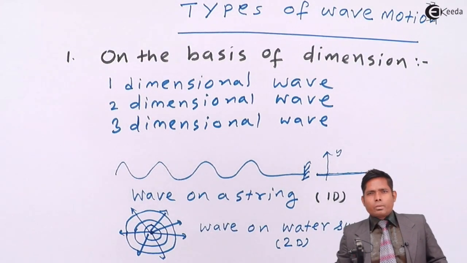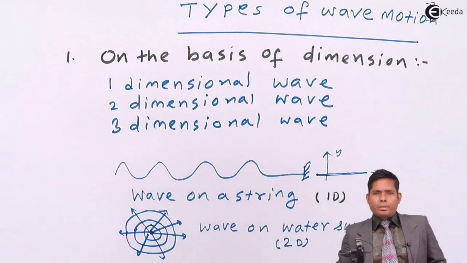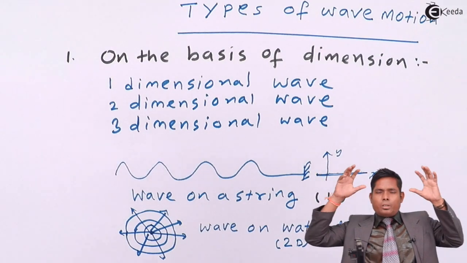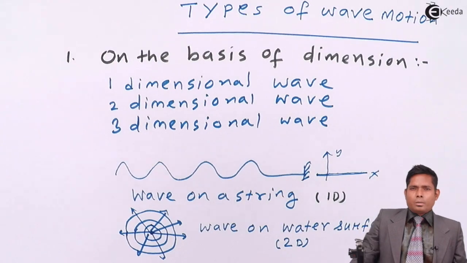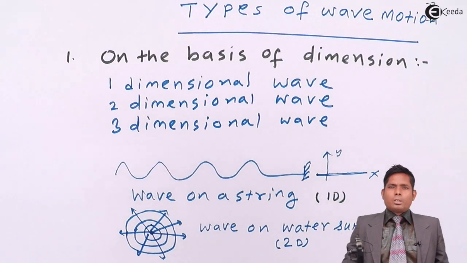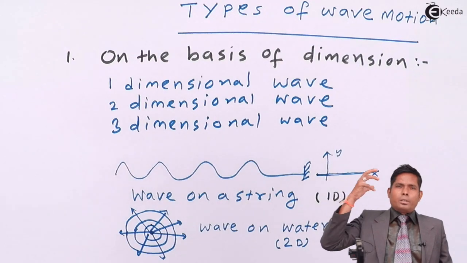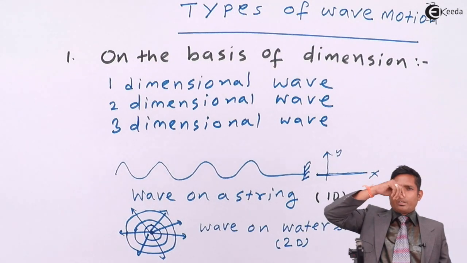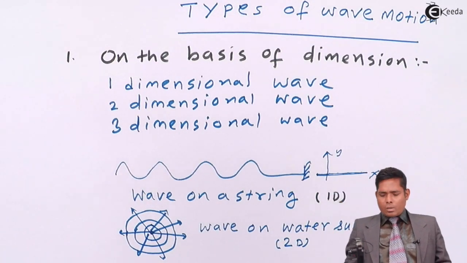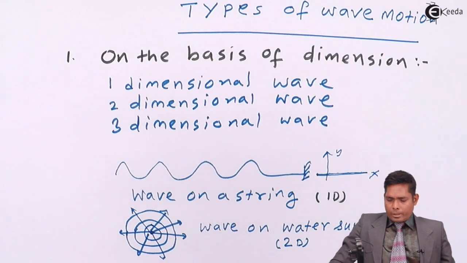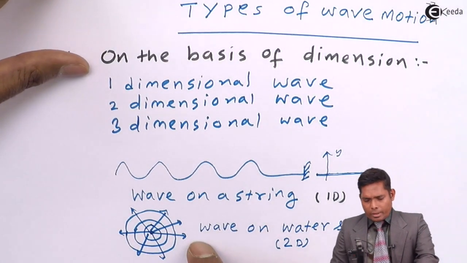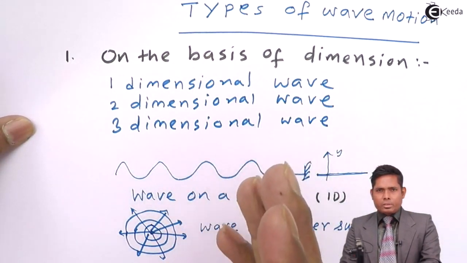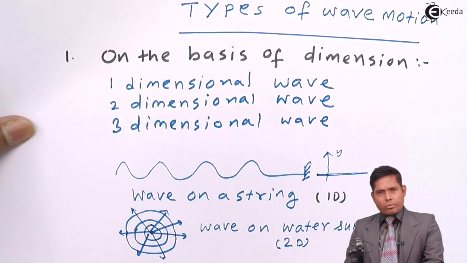A sound wave is also three-dimensional. When I speak, it can be heard by anyone surrounding me, in all spherical locations. If you can hear what I say, it is propagating, which means the wave is propagating in all possible directions. So these are all three-dimensional waves. Okay. Now, this is on the basis of dimensions, whether the wave requires one, two or three dimensions for its propagation.